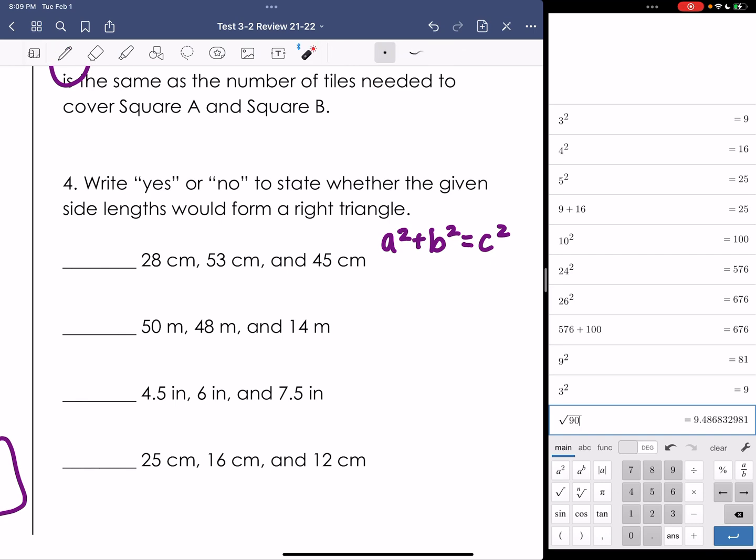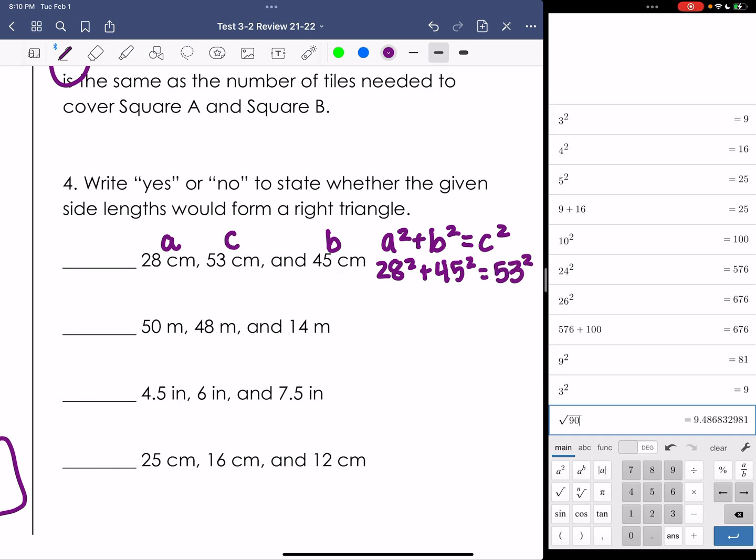So looking here at our first three numbers, we have 28, 53, and 45. The largest number is 53, so 53 would be C, and then I'm going to go ahead and label 28 as A and 45 as B. So then you would go ahead and plug this into this formula. So for A, we have 28 squared plus B is 45 squared. And this equals C, which is 53 squared.